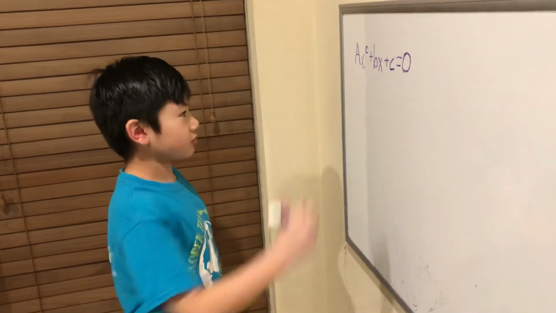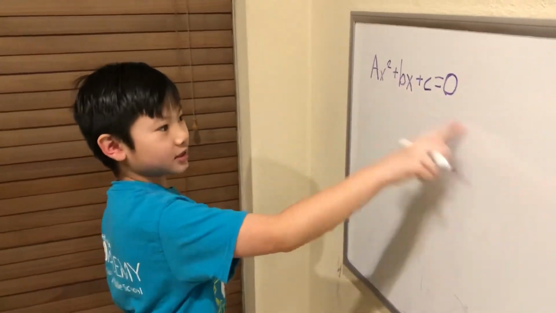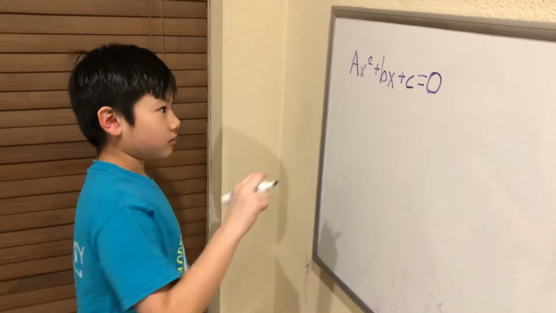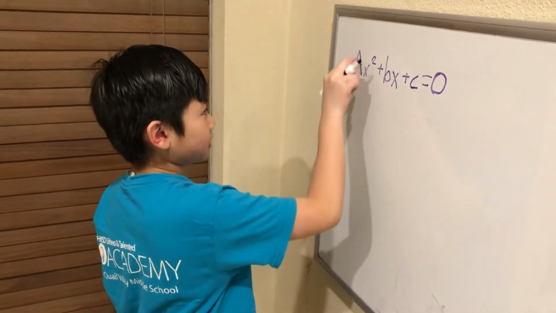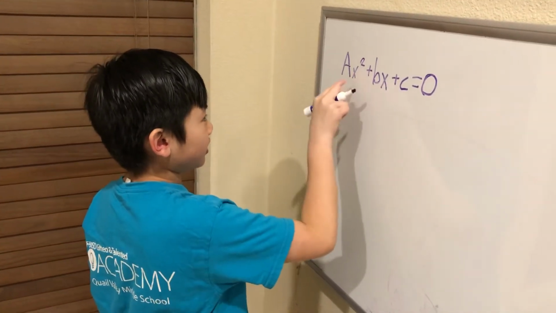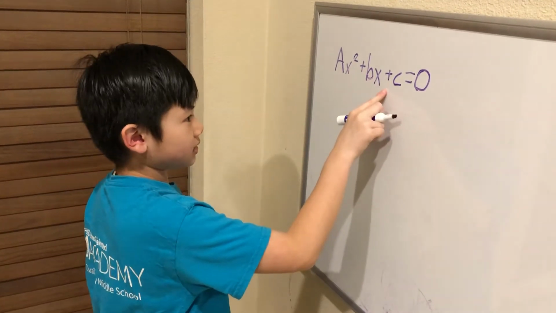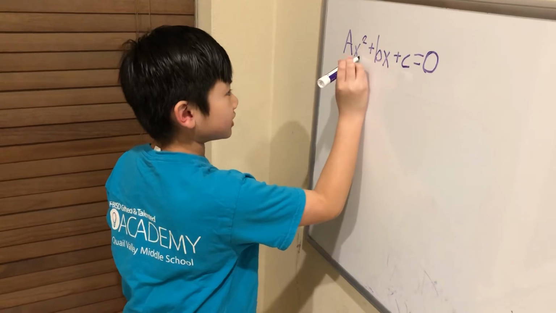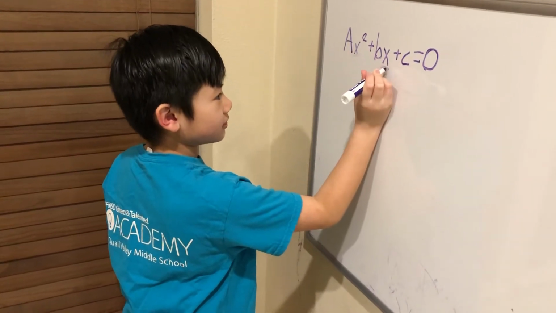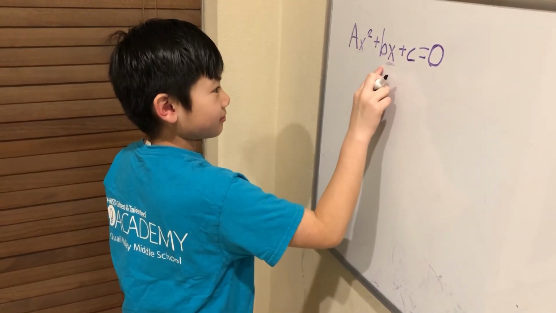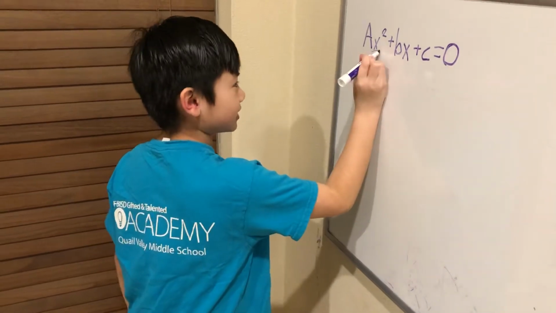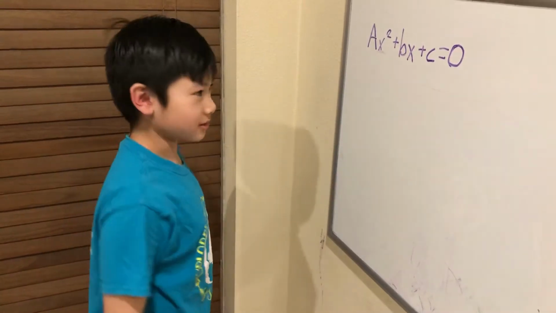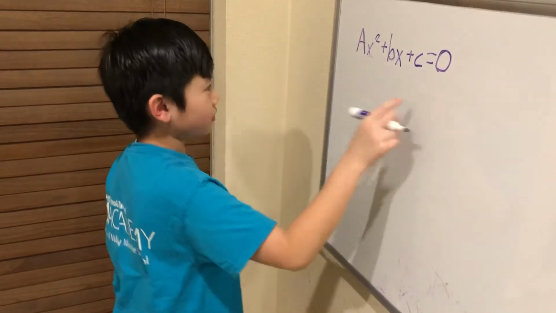We are trying to solve the quadratic equations. The problem here is ax squared plus bx plus c is equivalent to 0. Now we want to find out what x is. This is x. So then we go.